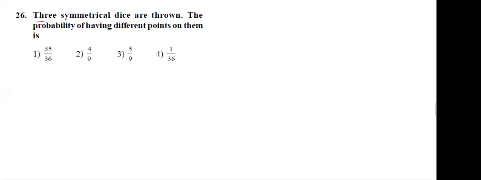3 symmetrical dice are thrown. The probability of having different points on them. First, see here, N of S. How many dice are rolled? 3 dice. That is 6 cube. What is the event, students, here? E is the event of different points on them.